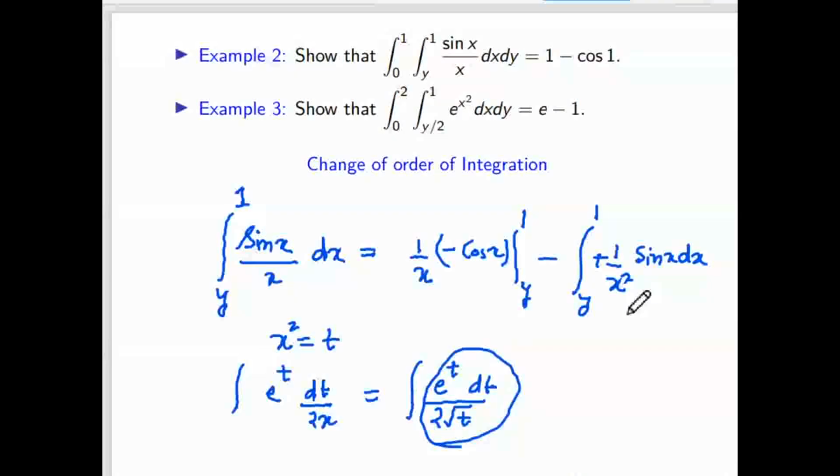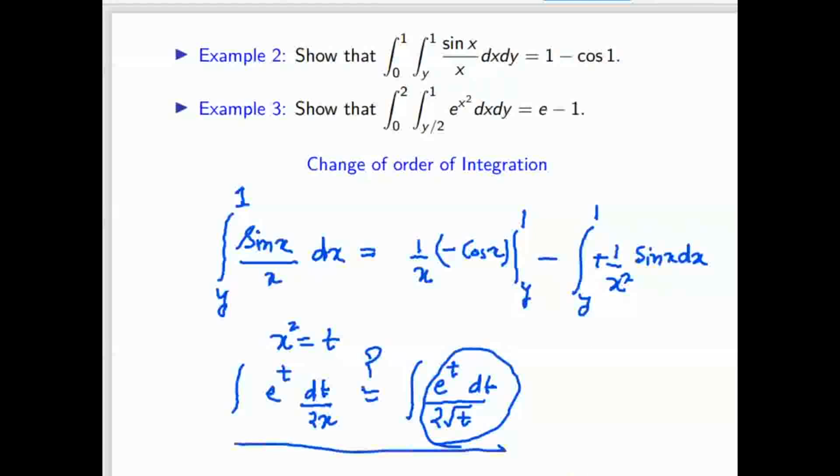The question is: will it give the actual answer, or will it converge to the actual answer? Does it hold for the series? That is the first question. And here, if you do x square by t, under this transformation, this substitution you are applying, is this equal to this or not?